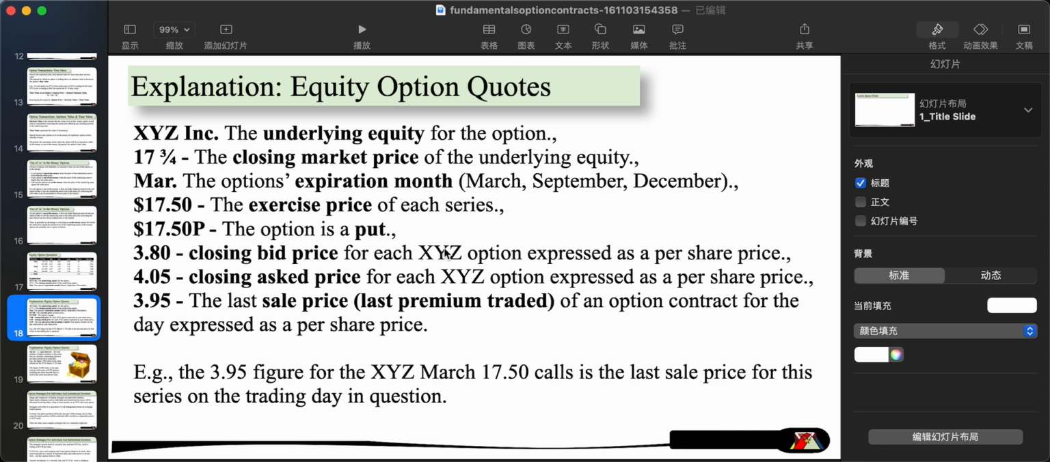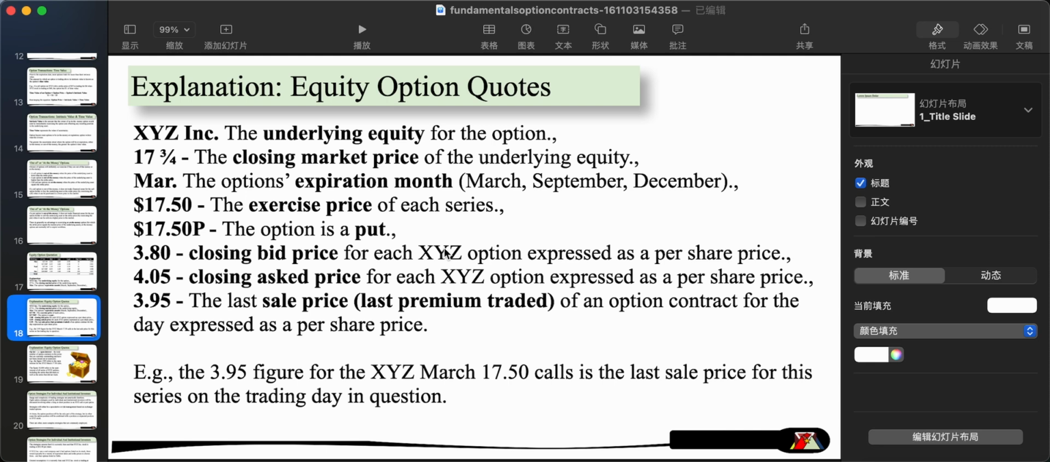With every given option contract, you will see different specifics. For example, you will see XYZ Incorporation, which is the name of the company. Sometimes it might not necessarily be a company name. In some cases, it might be an ETF, etc. So basically that means the underlying equity for the options. Then you have 17.75, which is the closing market price of the underlying equity.